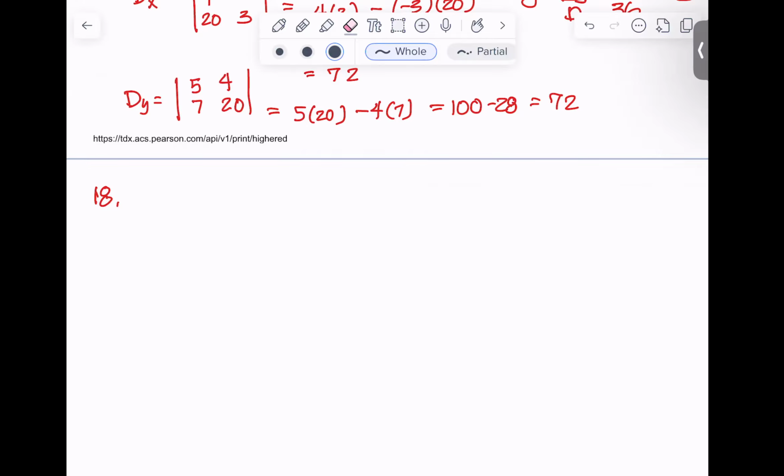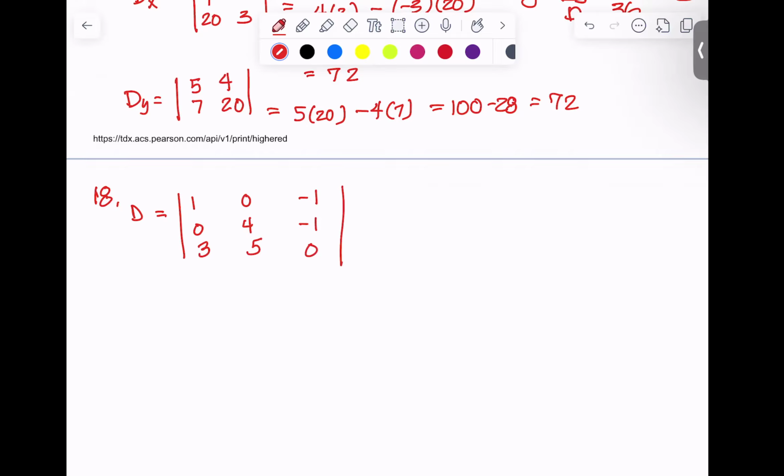So D is equal to, and what did I have here? I have X minus Z, so I have 1, 0, minus 1. The Y coefficient is 0 in that first equation. In the second equation, the X coefficient is 0, Y is 4, and Z is -1. And in that last equation, the coefficient on X is 3, the coefficient on Y is 5, and the coefficient on Z is 0.